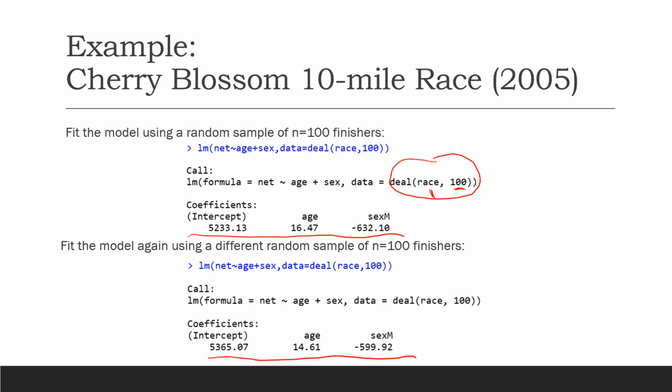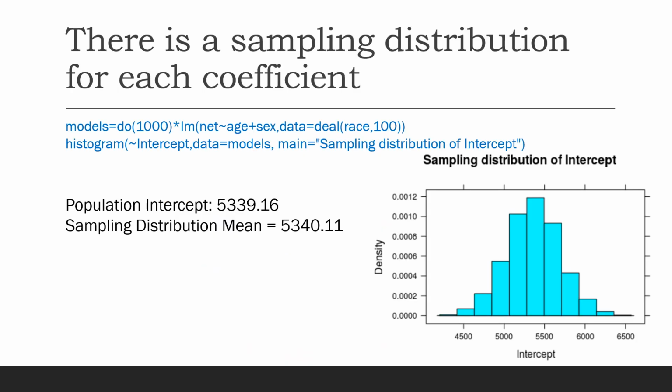Every time I choose a random sample from the population, I'm going to get a different value for each of those coefficients. And also, if you recall, these are not the same values as what we saw when we fit the model to the data from the entire population. So there's a sampling distribution for each coefficient. A sampling distribution shows us how the coefficients change from sample to sample when we take different samples of the same size from the same population.